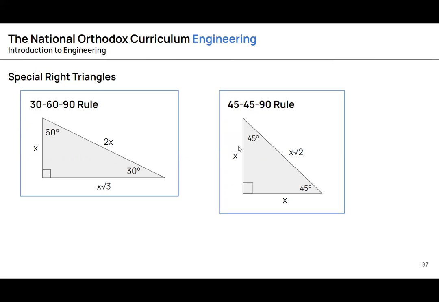The hypotenuse will be twice the length of the short side. If we look at the 45, 45, 90 rule, you obviously understand that the angles are 45, 45, and 90 in this case. That square, by the way, means that it is a right angle or 90 degrees. In this kind of special triangle, if one side is x, the other side will also be x, and the hypotenuse will be x times the square root of 2.